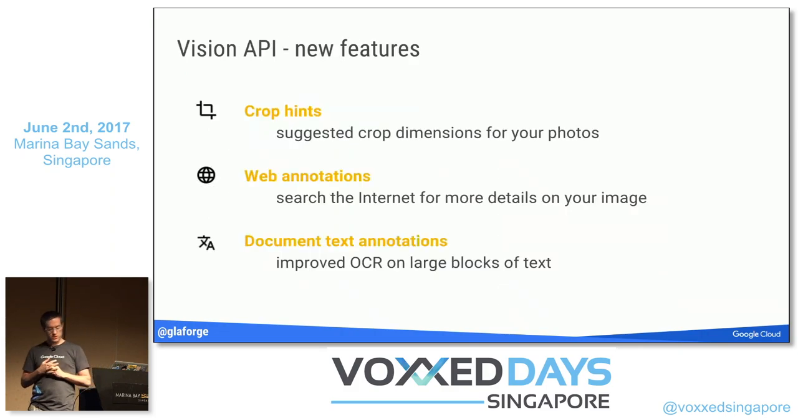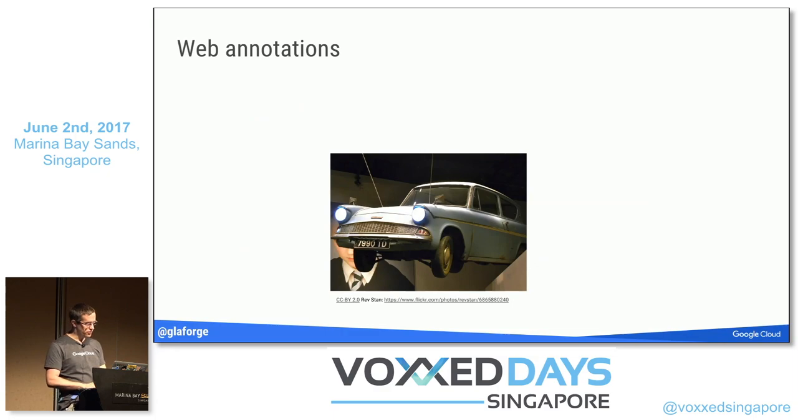And just last month, there were some new features which were added to this API. So crop hints to suggest if you can crop the picture to a different dimension. Web annotations, I'm going to show you what this is about, giving you details of what has been found on the web related to that picture. And the OCR capability for recognizing the text in pictures has also been improved.